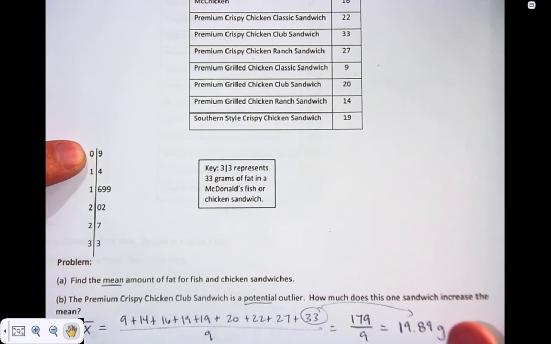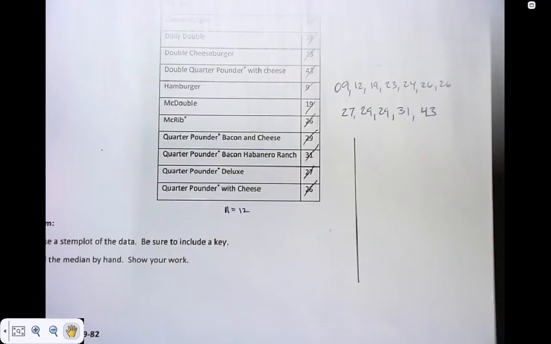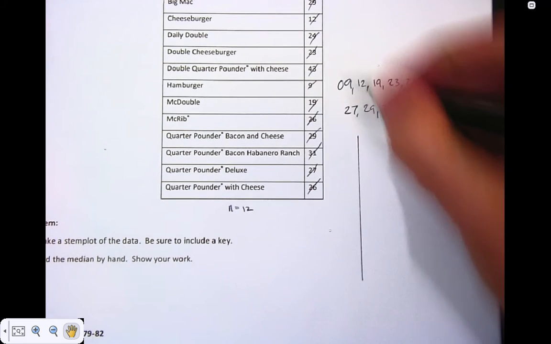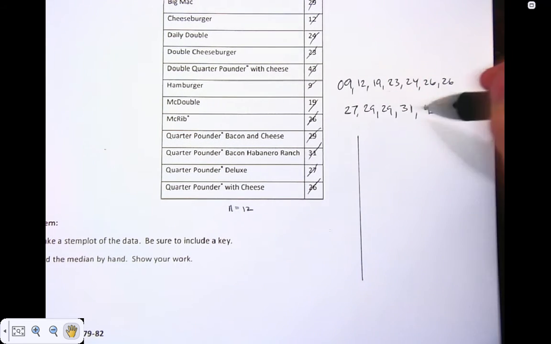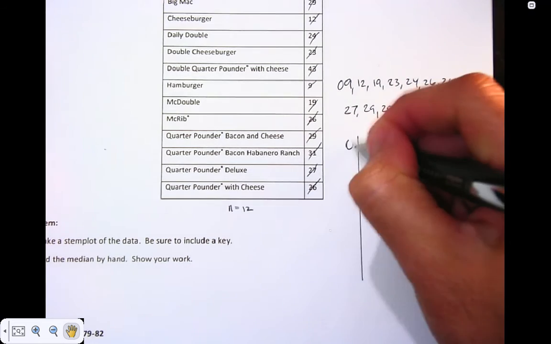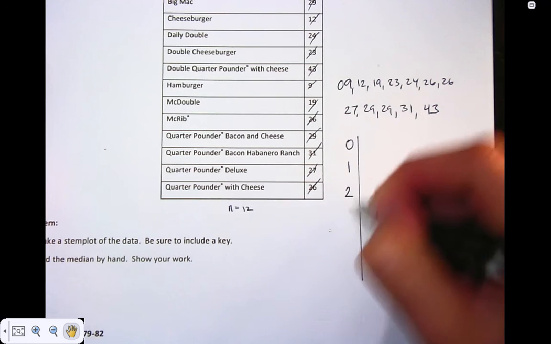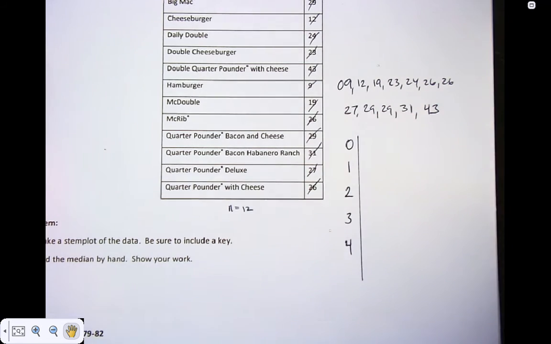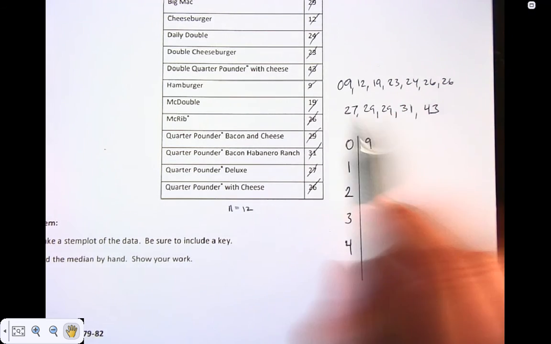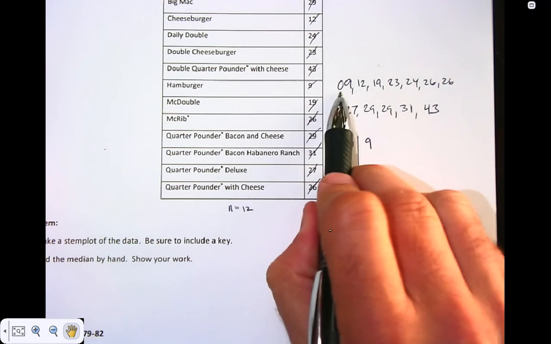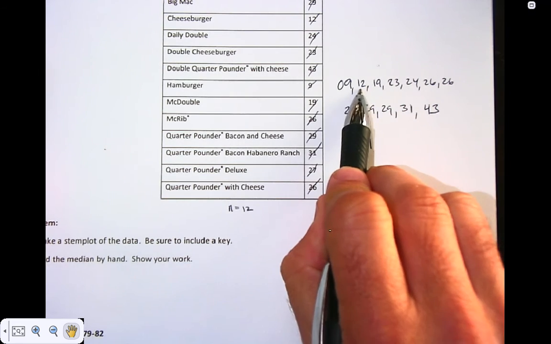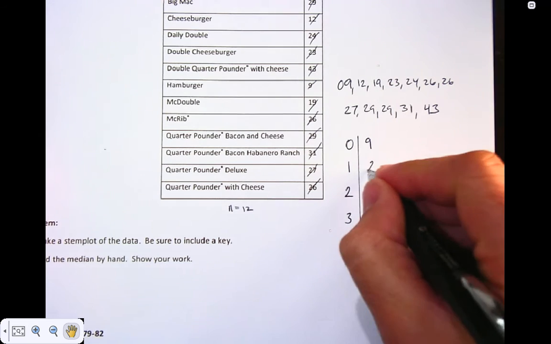Since 9 is just 1 digit, the stem part of that is 0. So think of 9 as a 2-digit number, 0, 9. So we clearly have to start at 0, and we're going to go all the way up to 4, and you cannot skip. So you have to do 0, 1, 2, 3, and 4. And there was only 1, 9. These are in order now, so this makes it much easier, right? So there's the 9. Then on the 1 stem, we have a 2 and a 9.